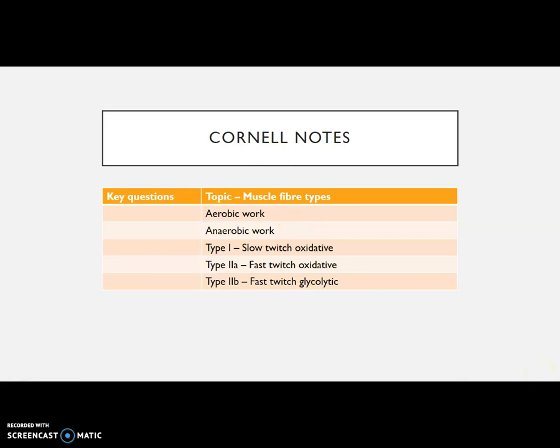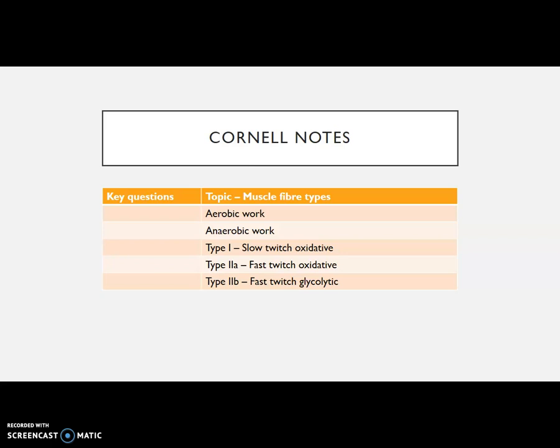Okay, so first of all, when we're looking at muscle fibre types, it's important to know the difference between aerobic and anaerobic. The majority of you will already know the difference, however, I do still want you to get this down. So aerobic work is low intensity, long duration exercise in the presence of oxygen. So an example of that would be marathon running, triathletes, Tour de France. Any long distance efforts are known as aerobic work.